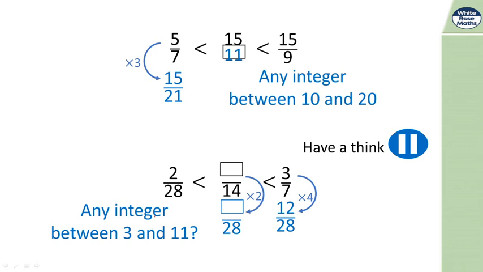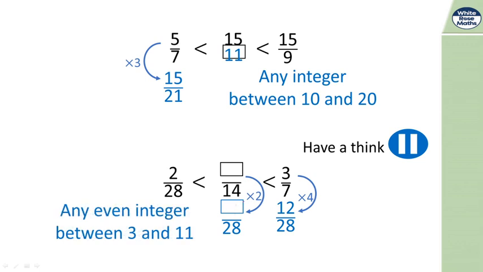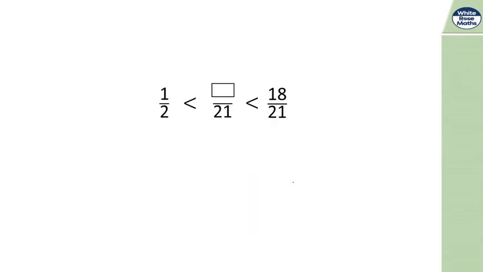So this is asking you, does that work? So 7/28. But we've got to divide it by 2 to get back to the original. 7 divided by 2 is 3.5. None of that. So any even integer between 3 and 11, because you've got to work backwards. So divided by 2 is 6, divided by 2 is 3. So 2/28 is smaller than 3/14, is smaller than 3/7. But we have one more.